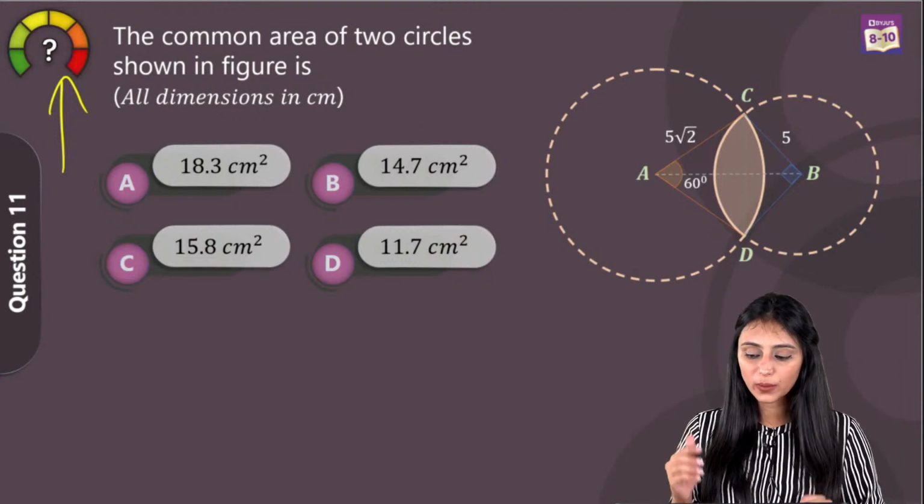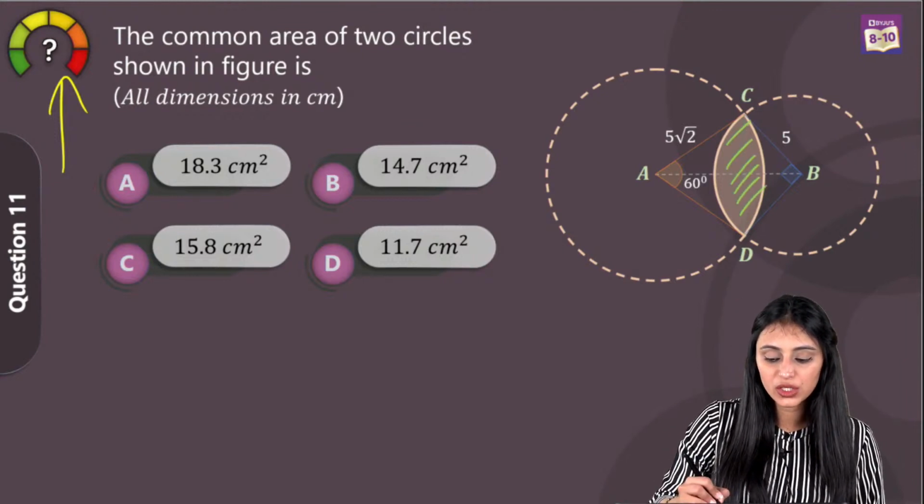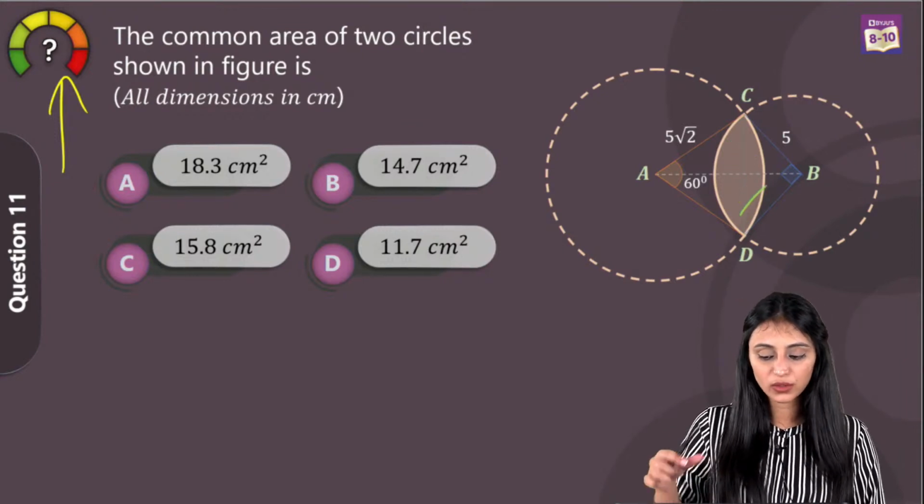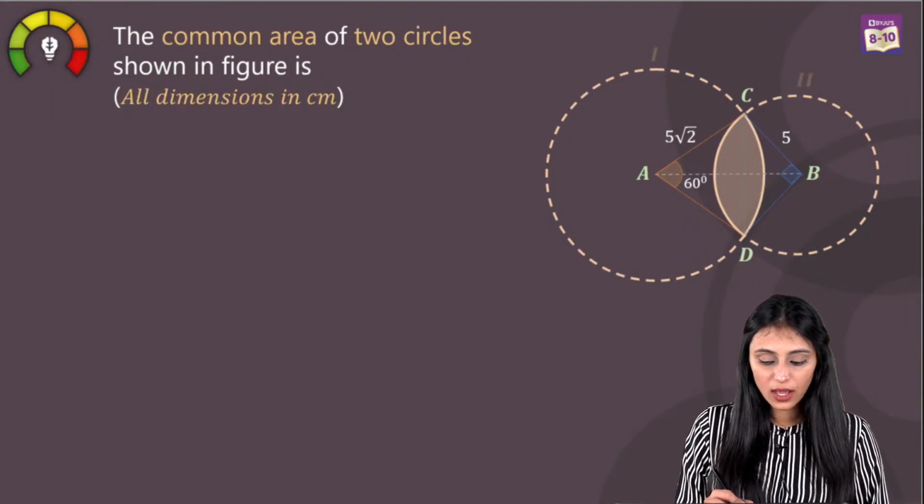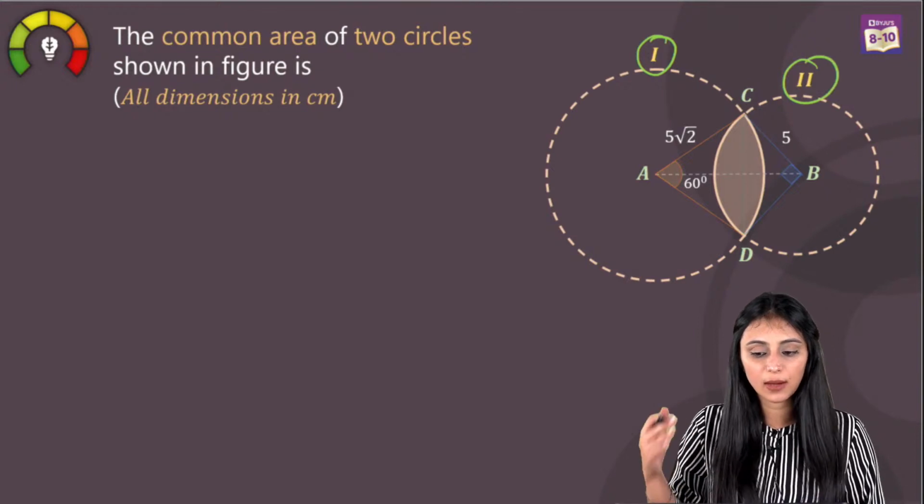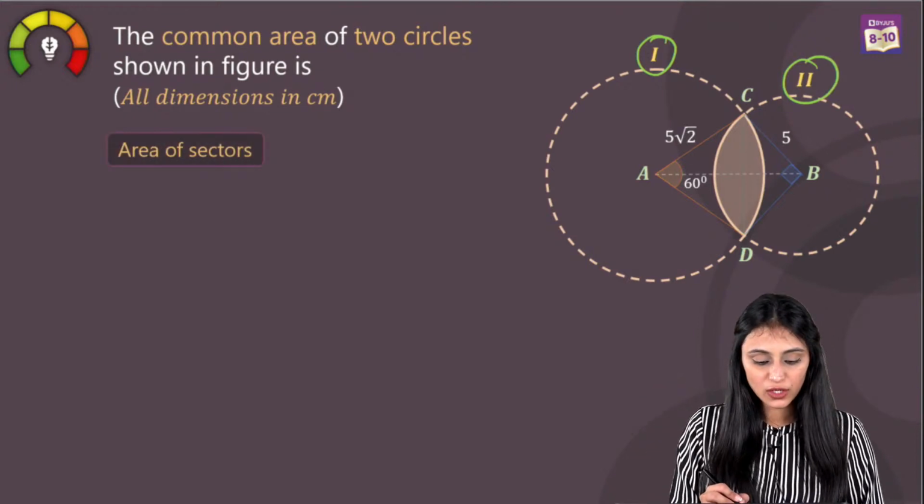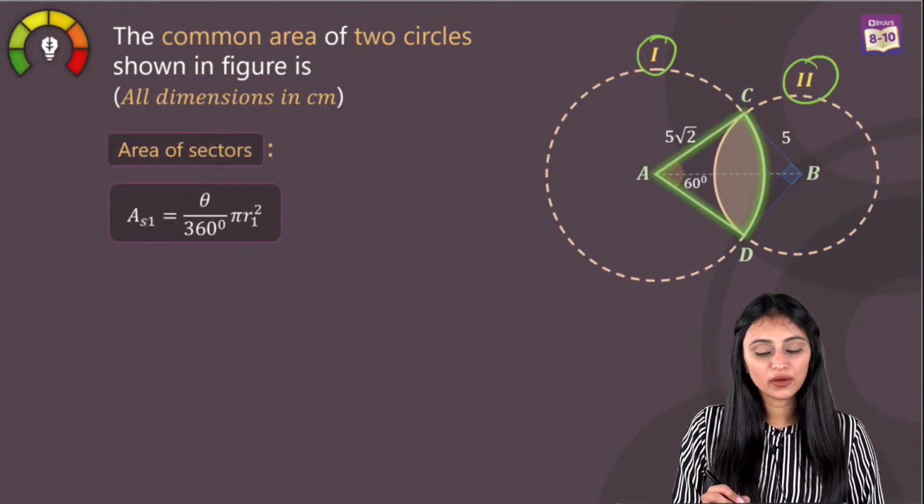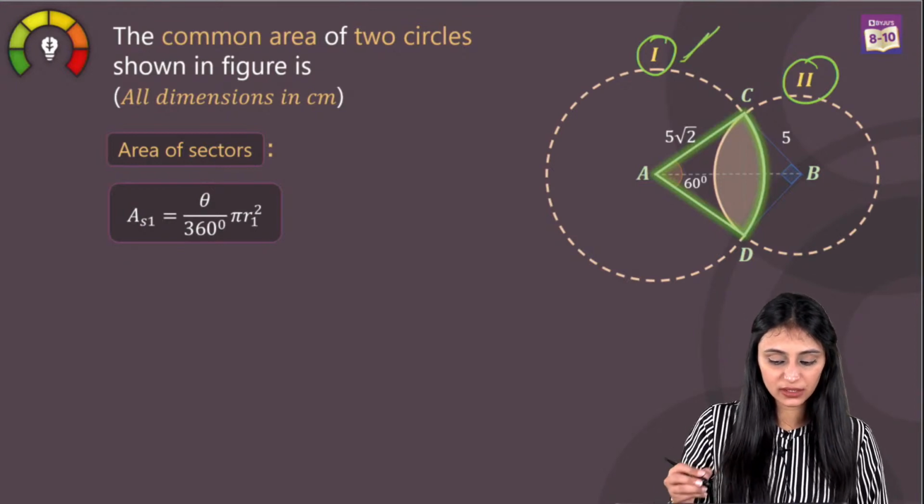Okay. So what we are doing here is we need the area of this shaded part, correct? So first of all, I'll mark this circle as circle number 1, and this is my circle number 2. So for the area of sectors, let's find out the area of this first sector over here. This is the first sector that we have.